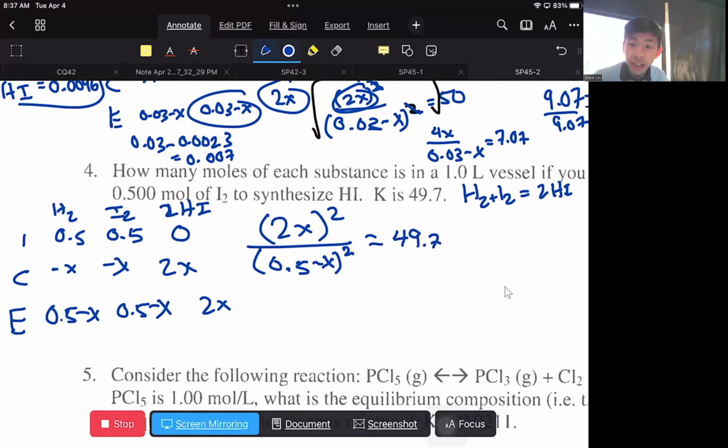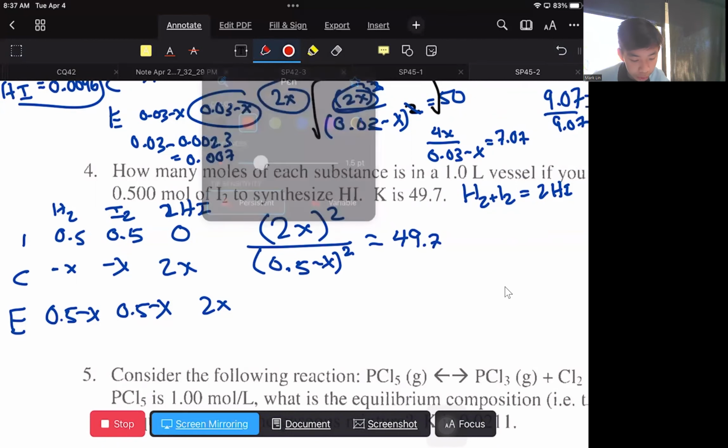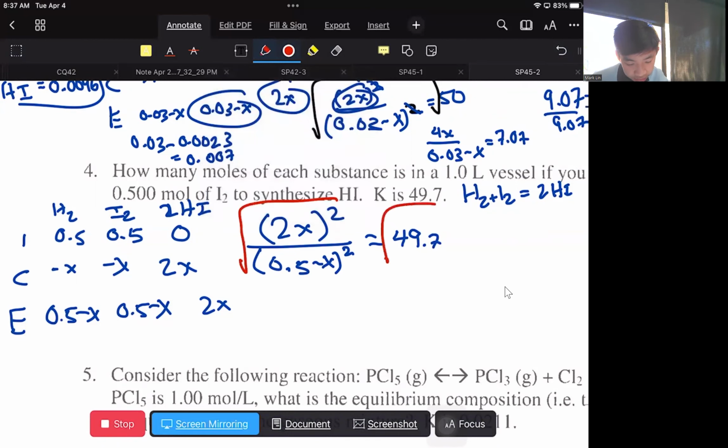Eight minutes. Okay, I can finish this. All right, so same thing as the last one. You can just square root both sides, and this will give you 2x. Right, the square roots cancel out. 2x over 0.5 minus x equals the square root of 49.7. That's going to give you 7.04, 7.05, I think, or 4. I'll just do 4.